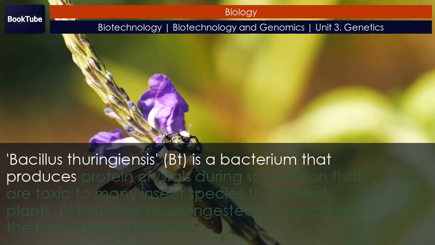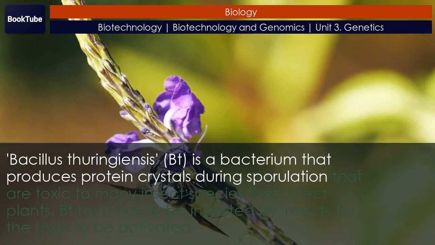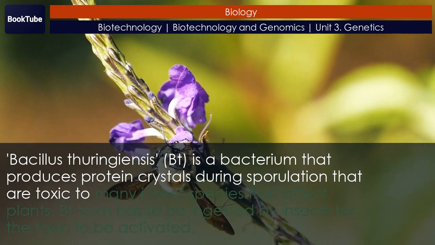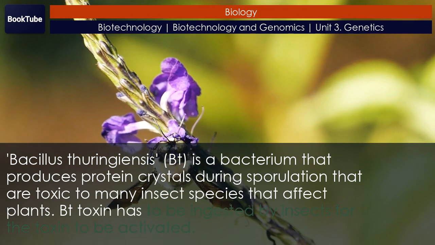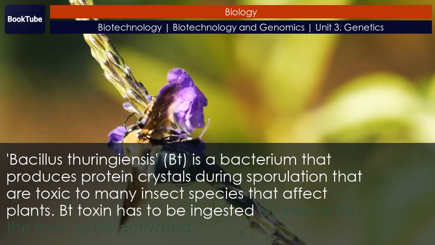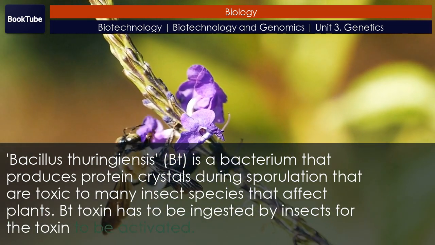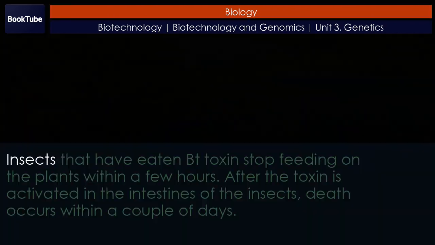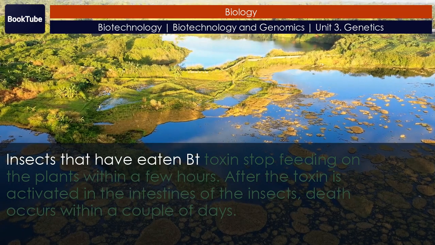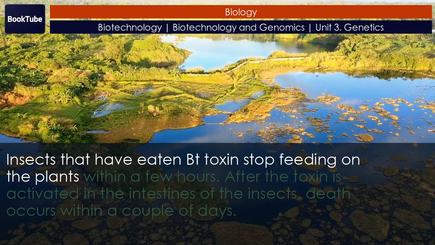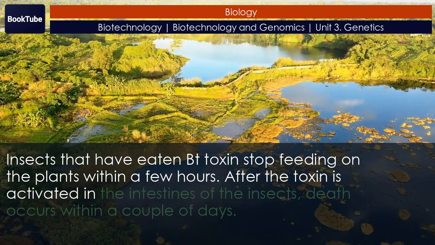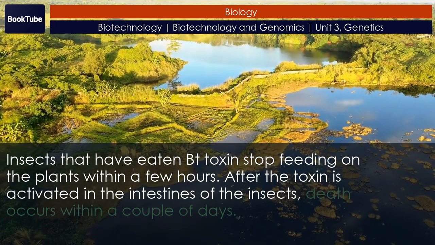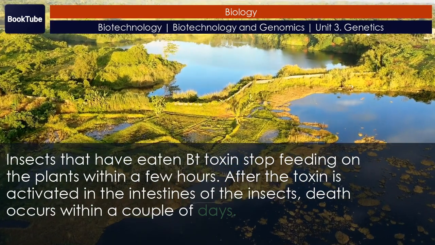Bt, is a bacterium that produces protein crystals during sporulation that are toxic to many insect species that affect plants. Bt toxin has to be ingested by insects for the toxin to be activated. Insects that have eaten Bt toxin stop feeding on the plants within a few hours after the toxin is activated in the intestines of the insects. Death occurs within a couple of days.